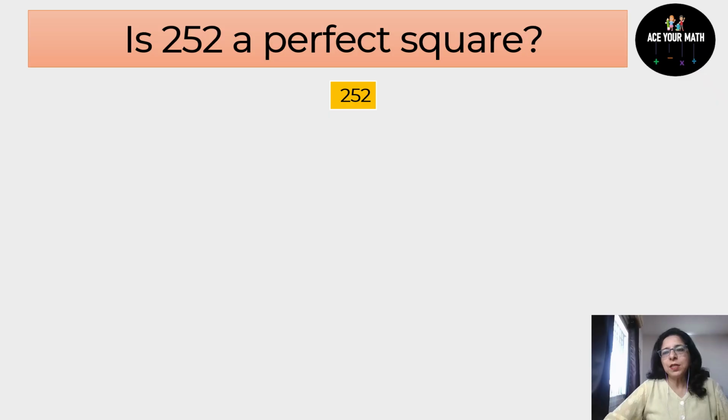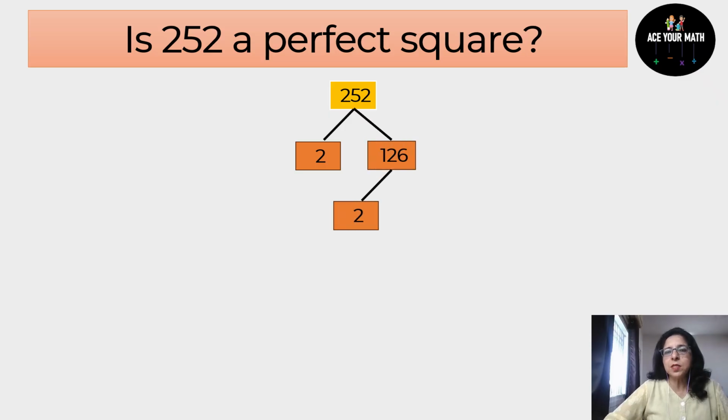Now let's say the question given to you is: is 252 a perfect square? So this question can be done in many ways, but we will try with factorization method. So what we are going to do, we are going to make the prime factors of 252. Now 252 is an even number, so you can start from dividing it by 2. Once you divide it by 2, you get 126 as the answer. 126 is further divisible by 2.